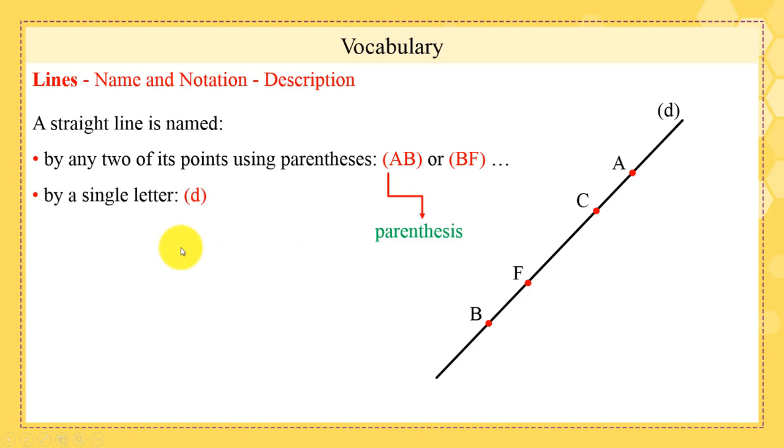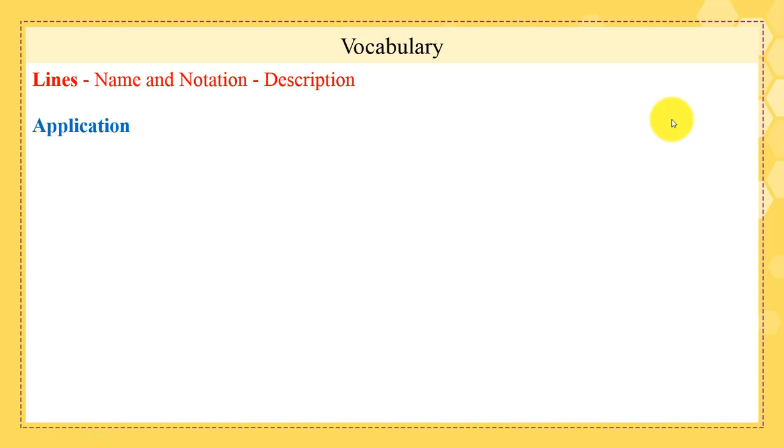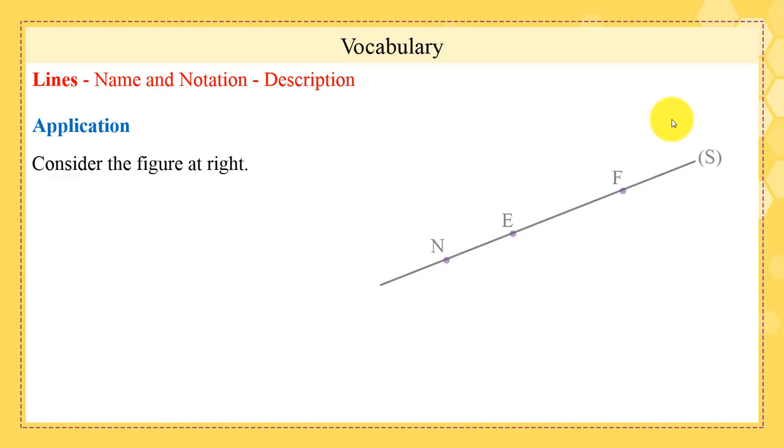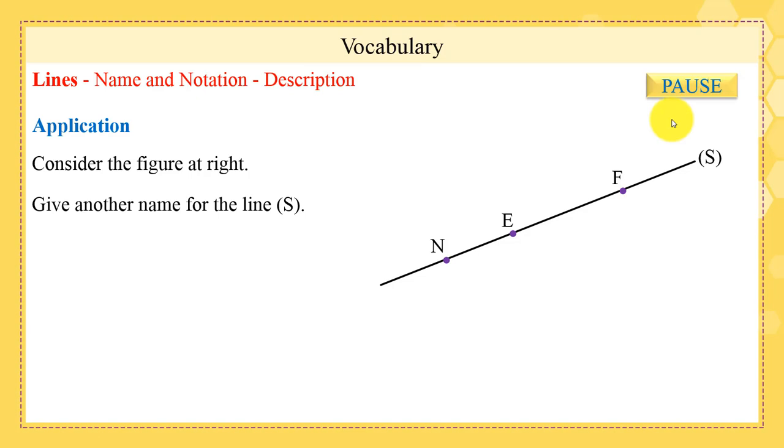The second way, by a single letter, (D) inside parentheses. Please pay attention here, not by a single point, by a single letter, any letter from the alphabet, and put it inside 2 parentheses. Now it's your turn to practice. Please pause the video and try to solve the application.